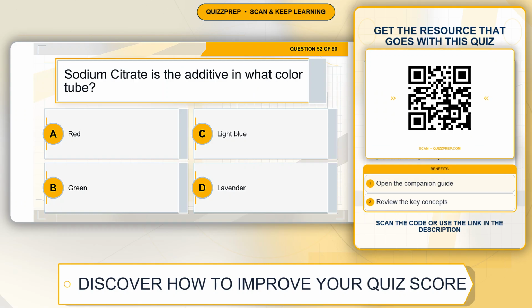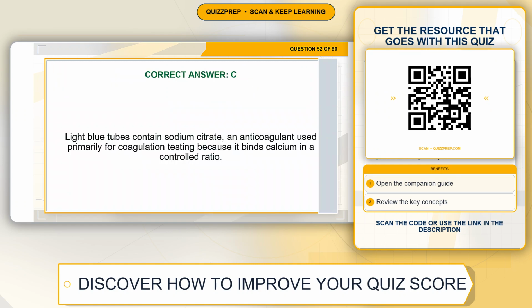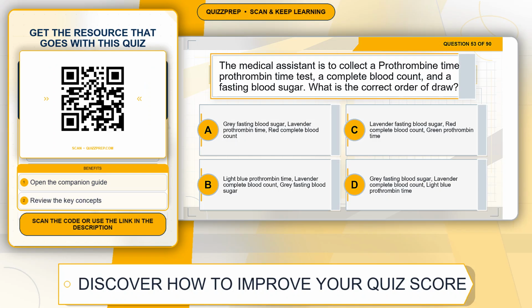Question 52. Sodium citrate is the additive in what color tube? Option A, red. Option B, green. Option C, light blue. Option D, lavender. The correct answer is option C, light blue. Explanation. Light blue tubes contain sodium citrate, an anticoagulant used primarily for coagulation testing because it binds calcium in a controlled ratio.